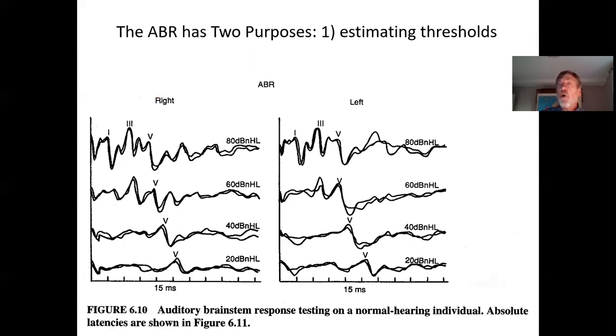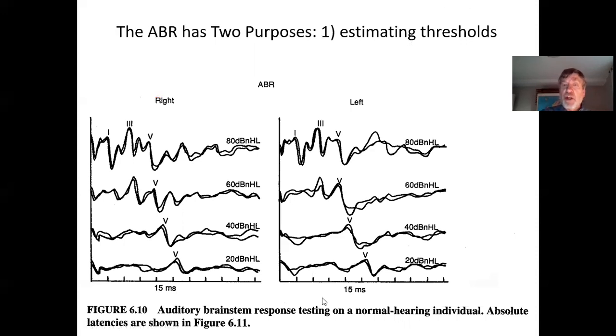Okay, just like you should know what an ENG is, electronystagmography, testing the balance areas, okay? You should know what these initials mean. Whenever you see the term ABR, think auditory brainstem response. It's got 2 purposes. One is to estimate thresholds.